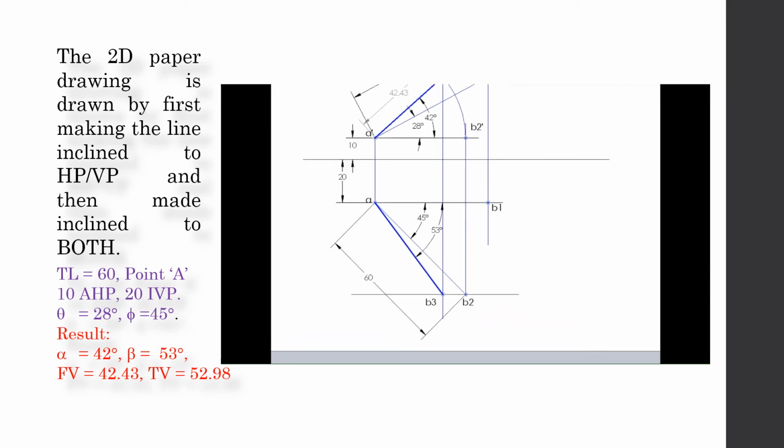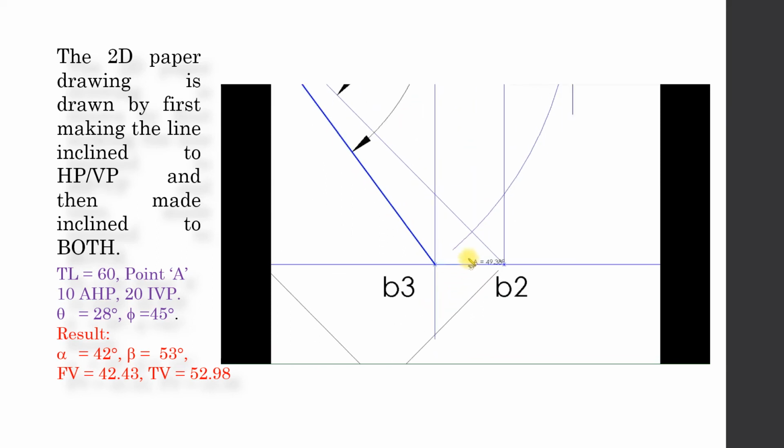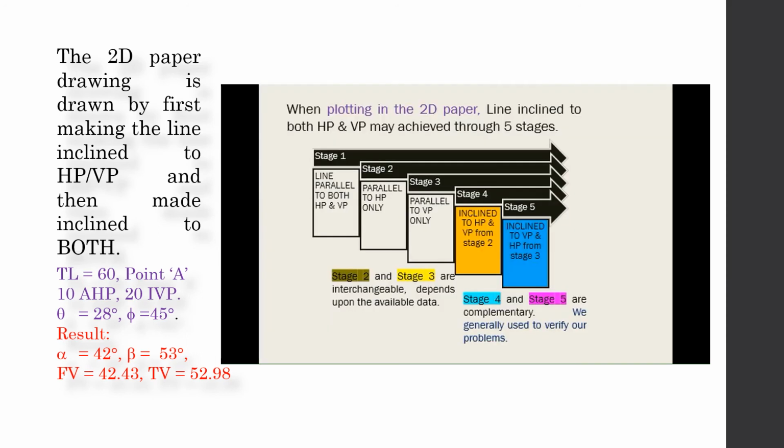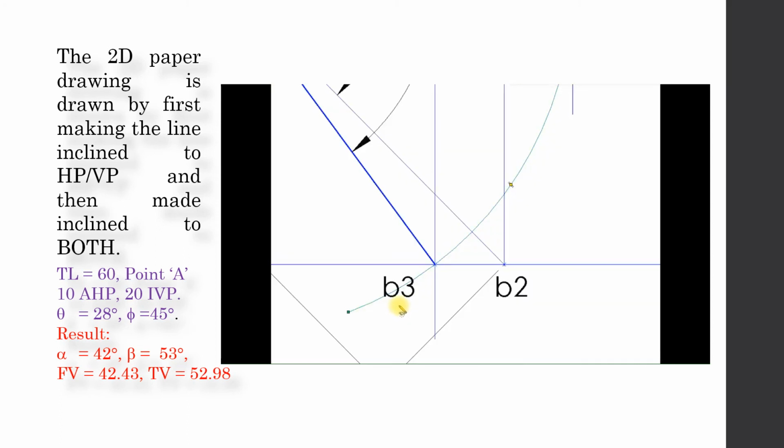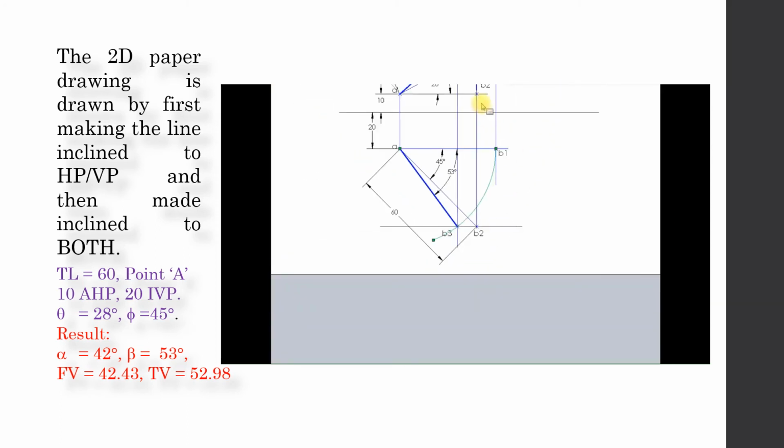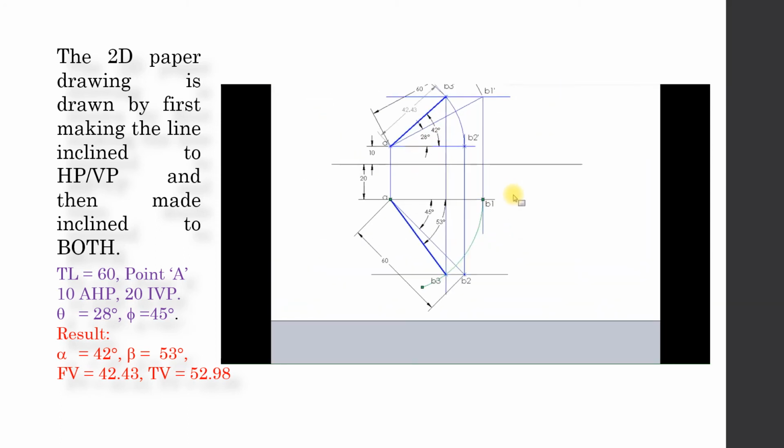Now we move from AB1 to AB3. That means a line inclined to HP is made inclined with VP also. At that time it has to intersect with B3. Then only it is correct. That means stage 5 to 6 or 4 to 5, both are complementary. This way we will be completing the problem.